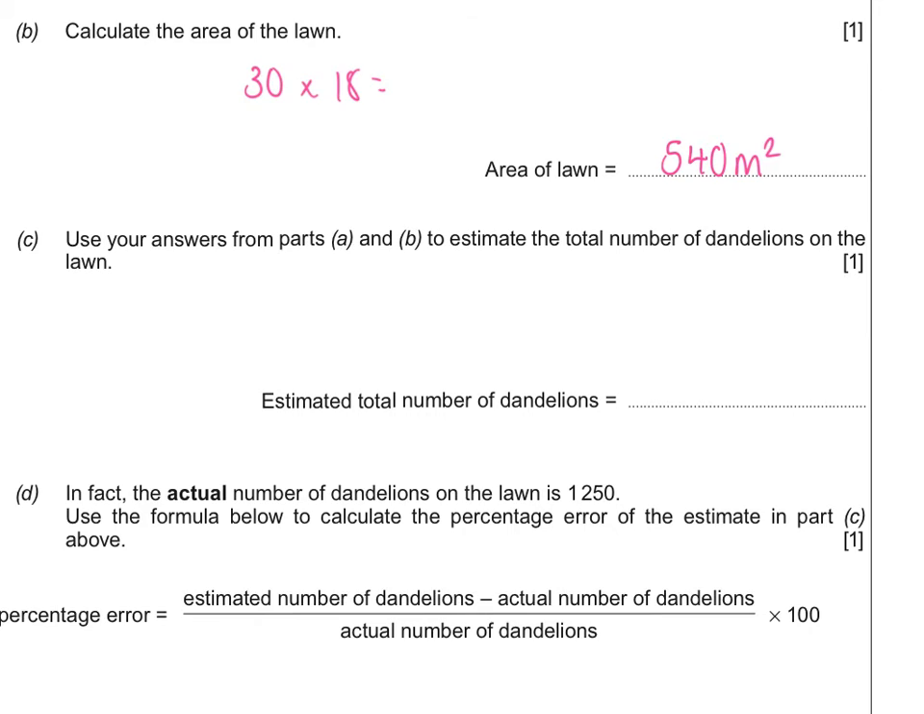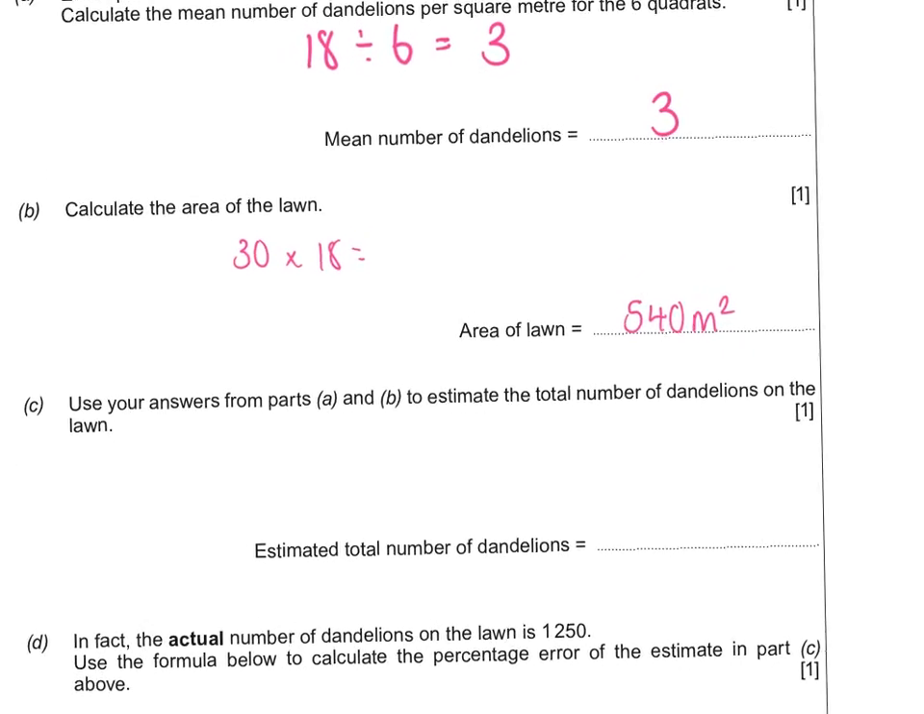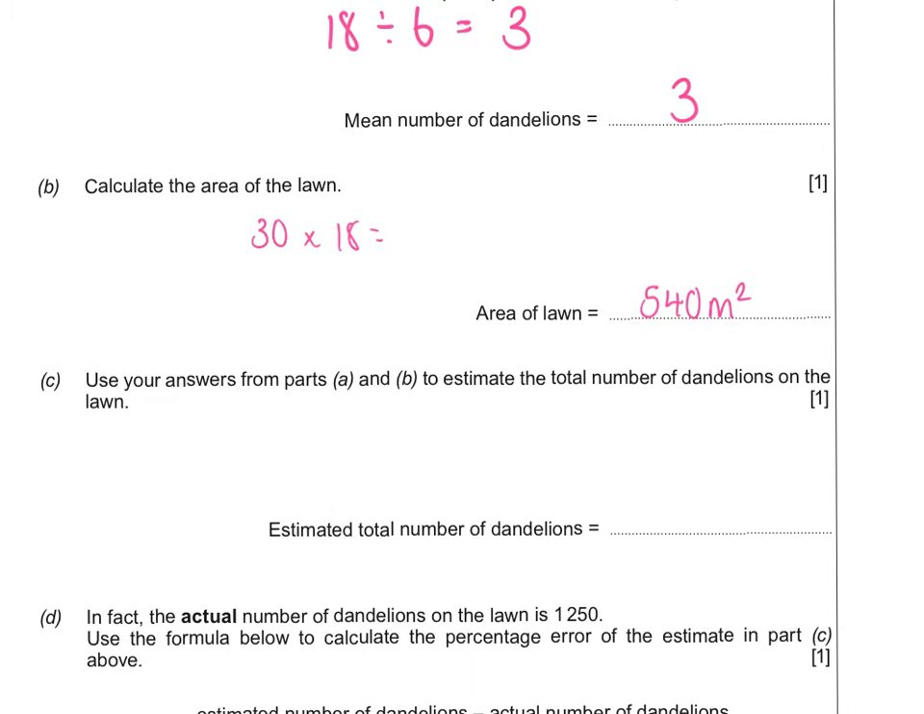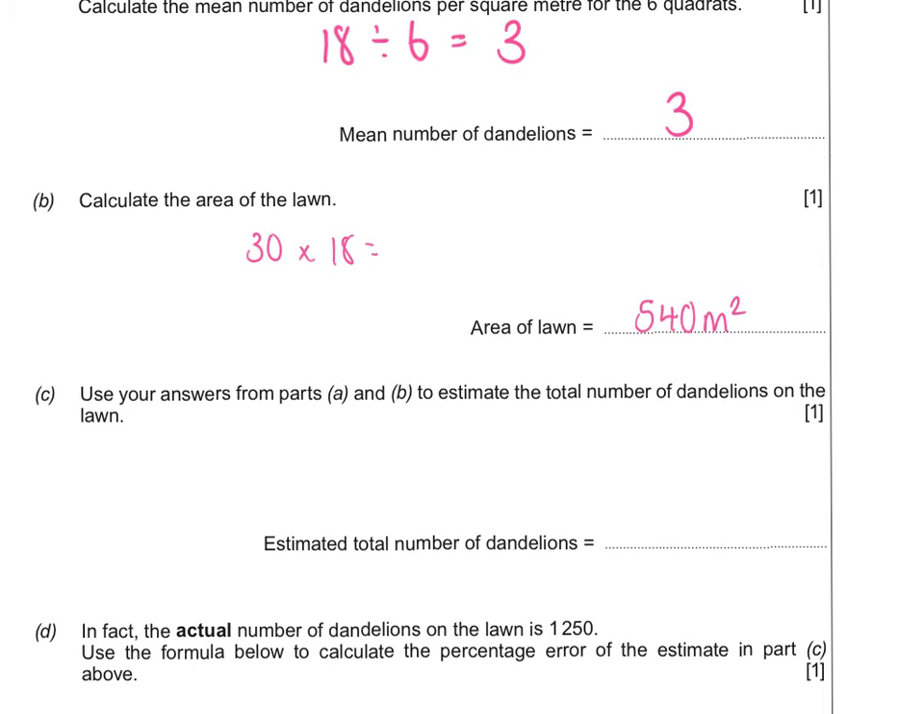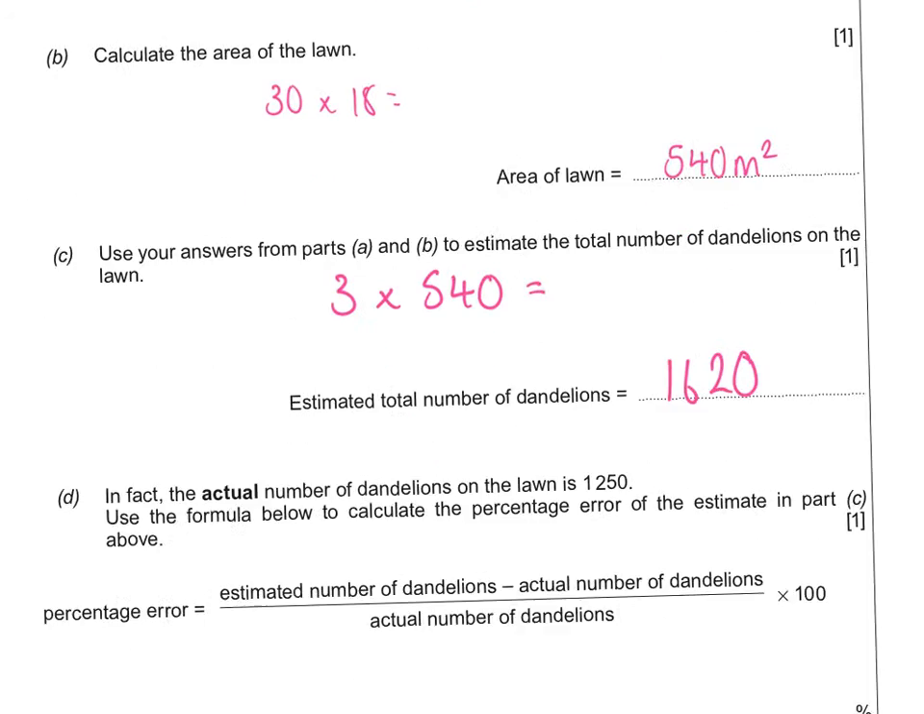Then it says use your answers in part A and part B to estimate the total number of dandelions on the lawn. So essentially I have to do 3, because we're saying on average we get 3 dandelions in every metre squared, times by 540, that's the total area of the lawn, which then gives me an answer of 1,620. So we're saying in that area of lawn there's 1,620 dandelions.